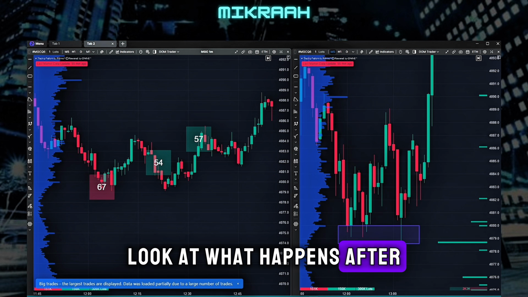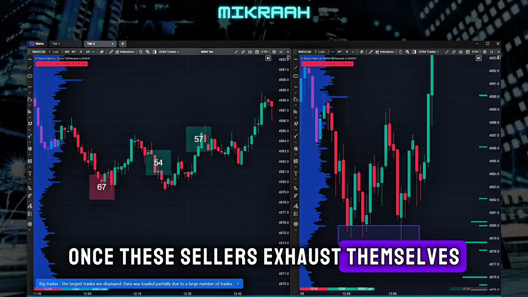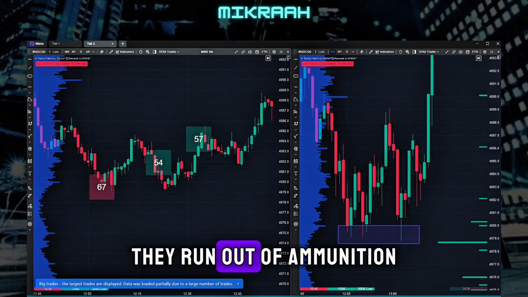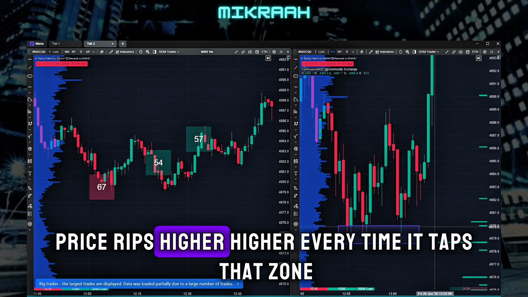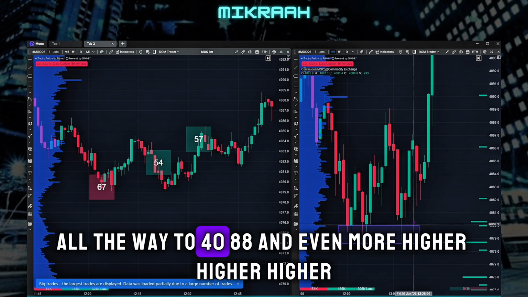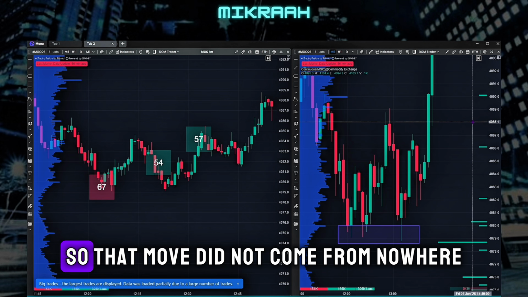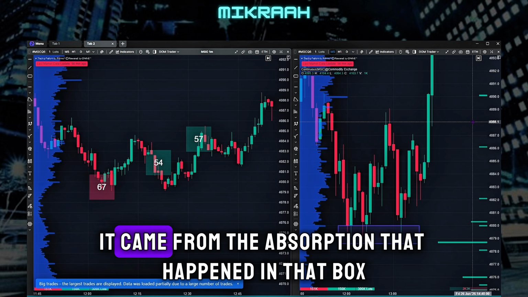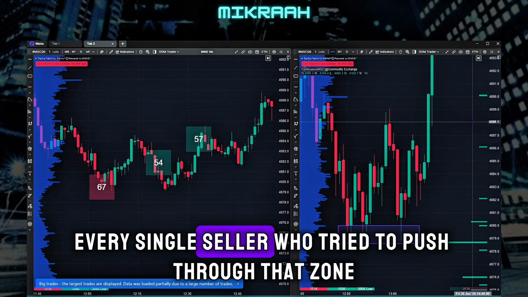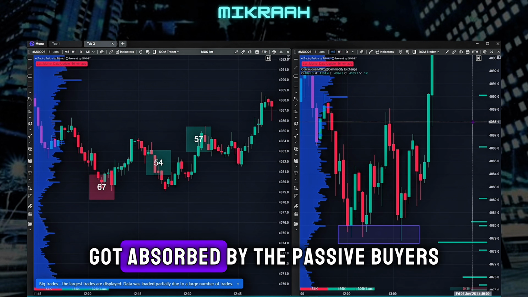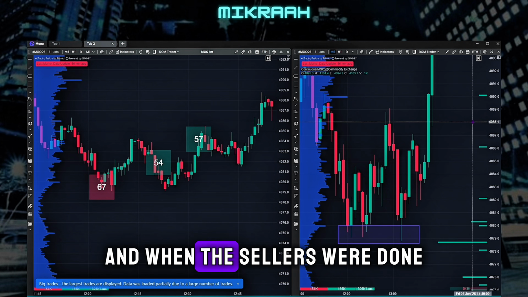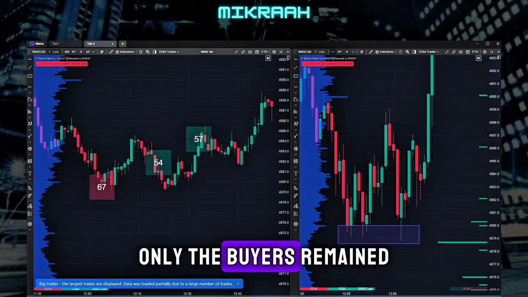So let's look at what happens after. Once the sellers exhaust themselves from trying to break that zone, they run out of ammunition. Price rips higher every time it taps that zone, all the way to 4088 and even higher. So that move did not come from nowhere. It came from the absorption that happened in that box. Every single seller who tried to push through that zone got absorbed by the passive buyers, and when the sellers were done, only the buyers remained.